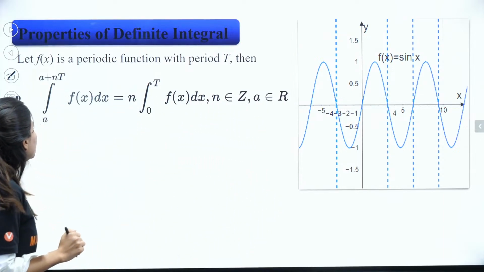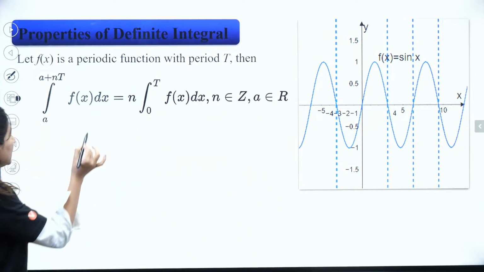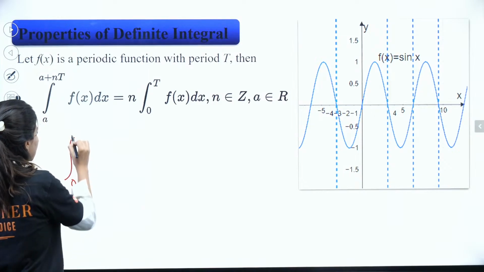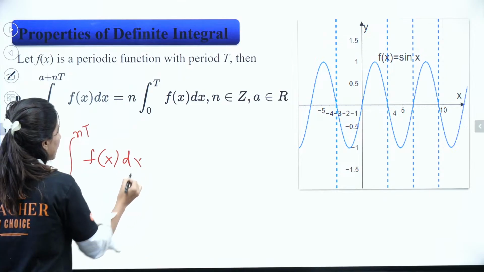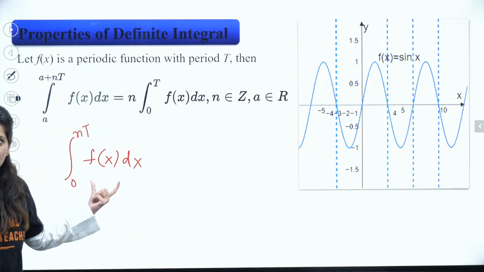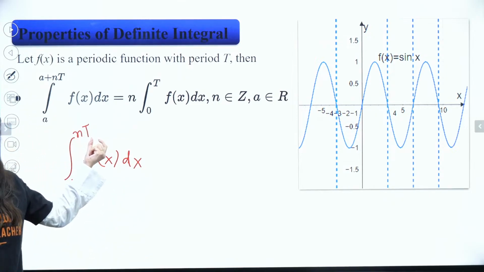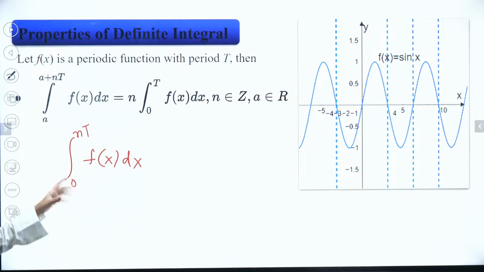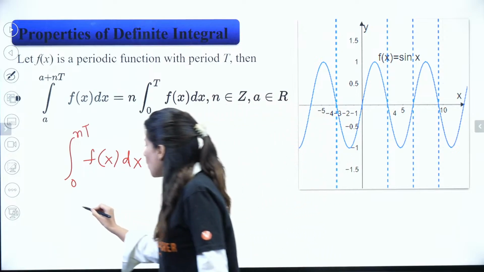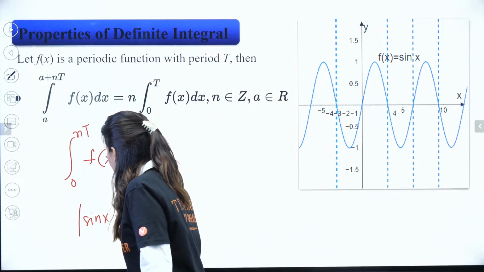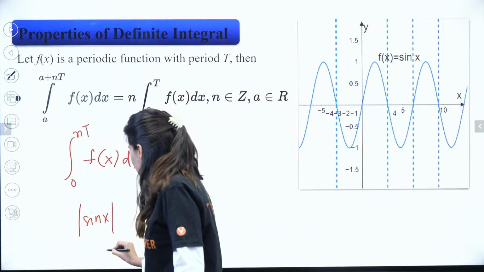Now the periodic property. So periodic property, very easy property. Let me just tell you first of all the basic property. Integral 0 to nT f of x dx. Suppose we have a function whose period is T, fundamental period is T, okay? And you have to integrate from 0 to nT, just like mod sin x. Let us understand mod sin x. What is the period of mod sin x? Pi.